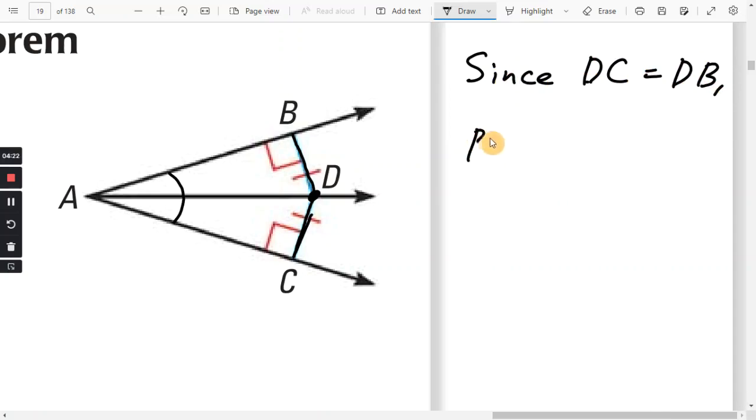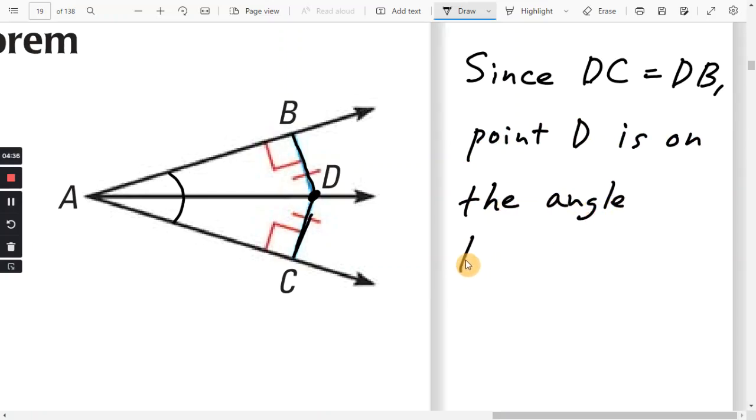then point D is on the angle bisector. The angle bisector here is this ray. So the angle bisector is ray AD. Remember the ray: you start with the endpoint and then you pick another point on the ray, and you put an arrow pointing to the right over the two letters.